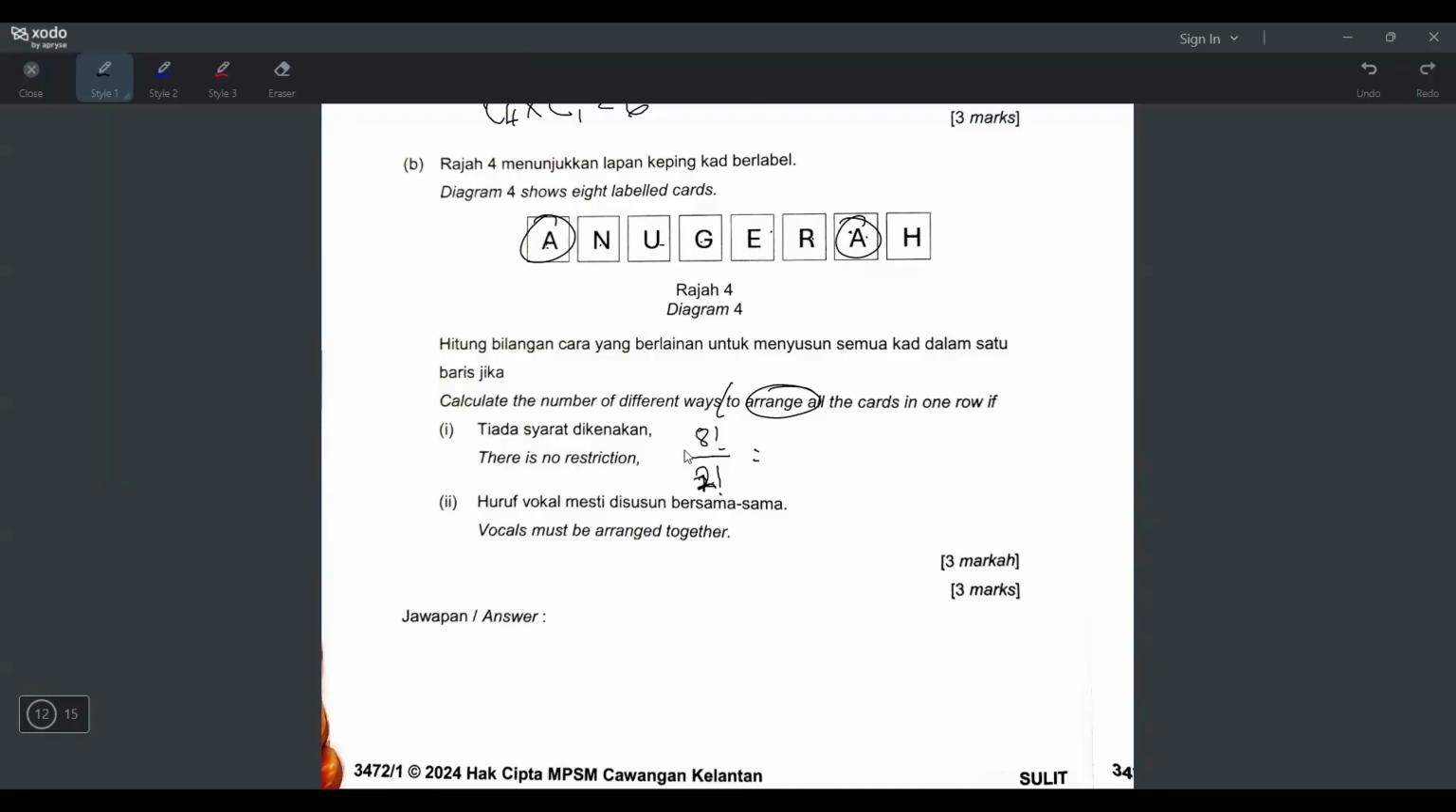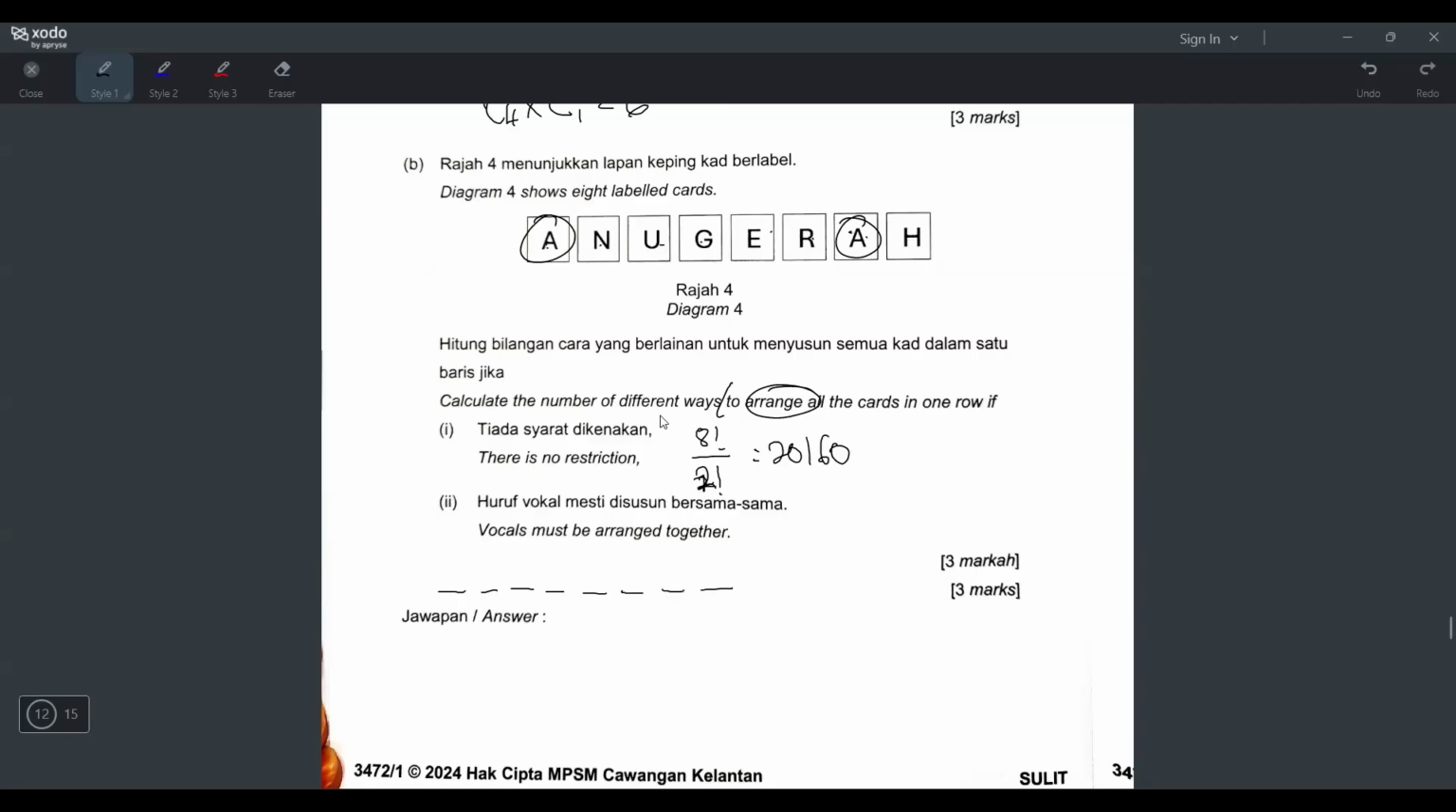Alright, let's press the calculator. 8P8 divided by 2. Okay, I get 20160. So this is the number of ways. Number 2, vowels must be arranged together. Okay, there are 8 cards, so there should be 8 spots. 1, 2, 3, 4, 5, 6, 7, 8.